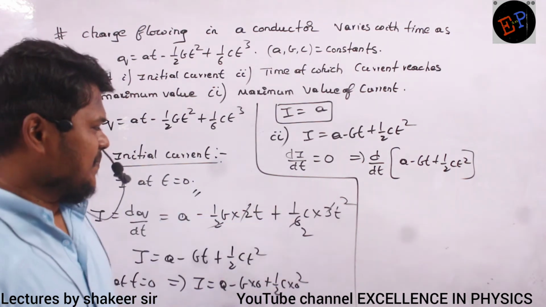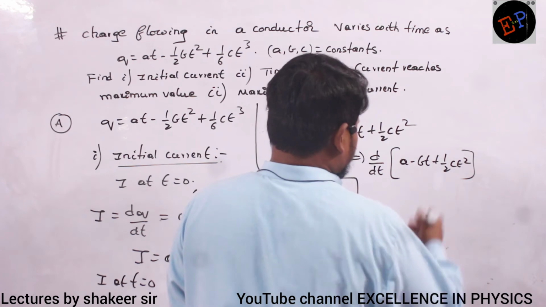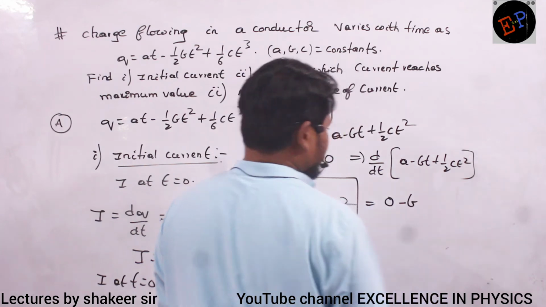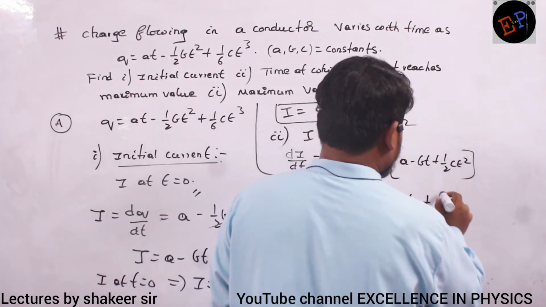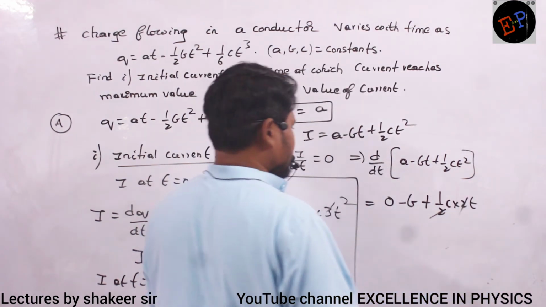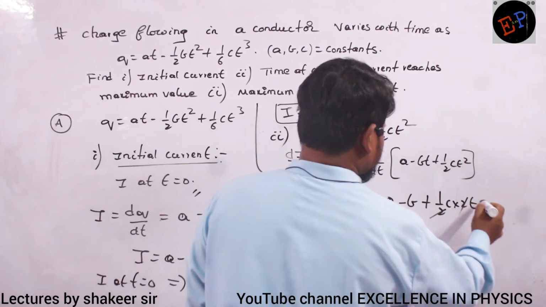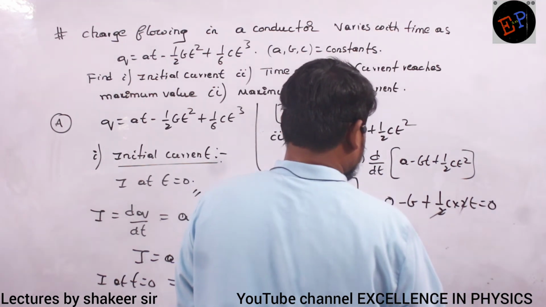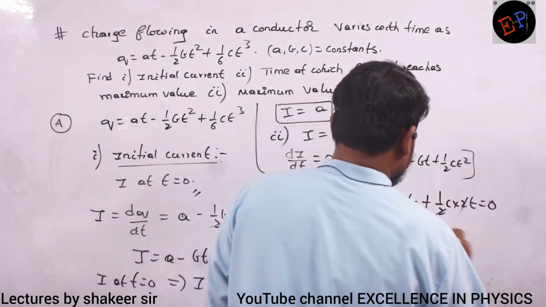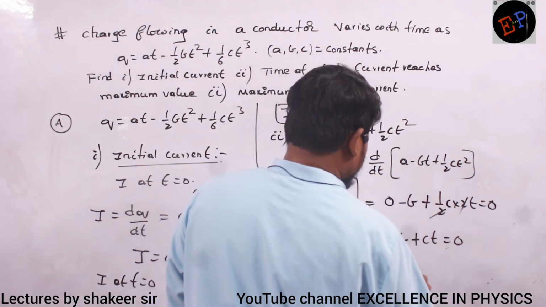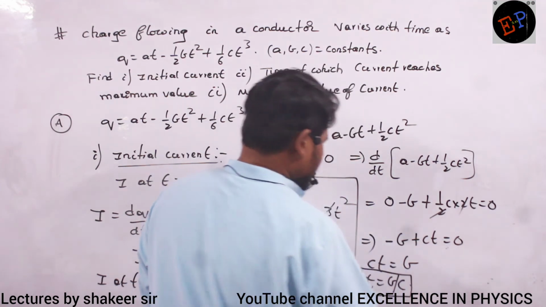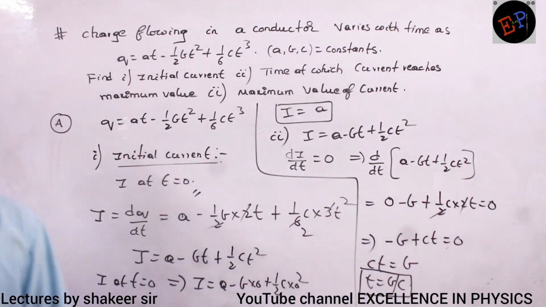Understood, no? So therefore do the differentiation of this one. Differentiation of A is a constant, it is 0. Differentiation of minus Bt is minus B. Differentiation of half Ct square is half C into 2t. So 2 and 2 get cancelled. That's all, no? And equate this one to 0. So minus B plus Ct is equal to 0. So therefore Ct is equal to B. So therefore t is equal to B by C. Okay? So this is the time at which current will become maximum.